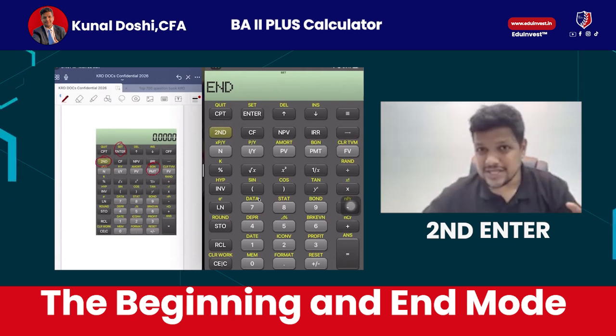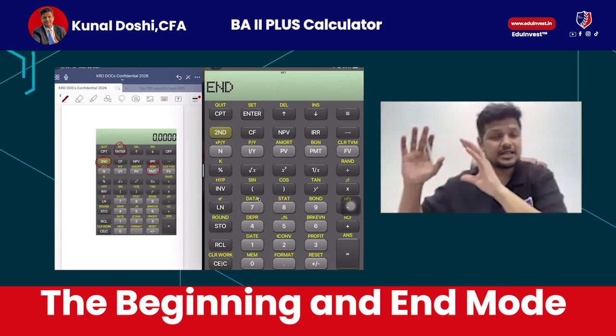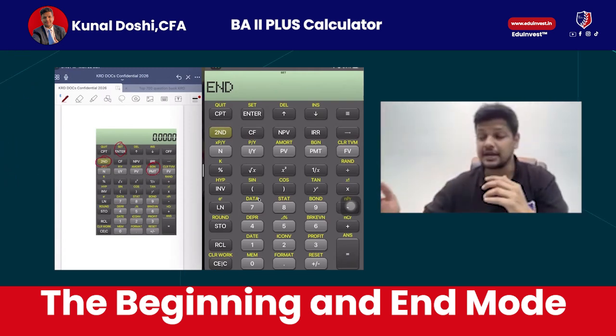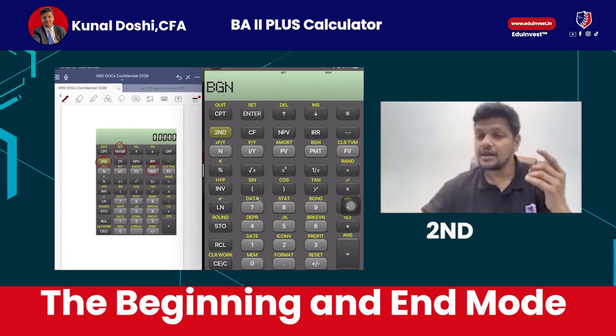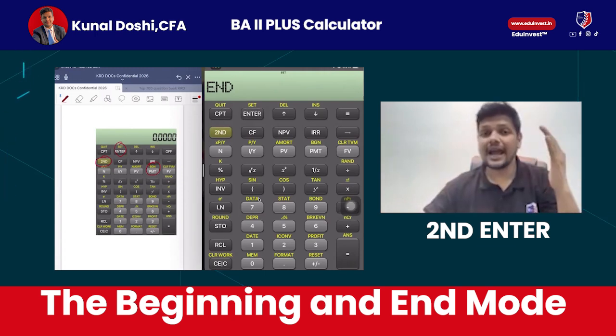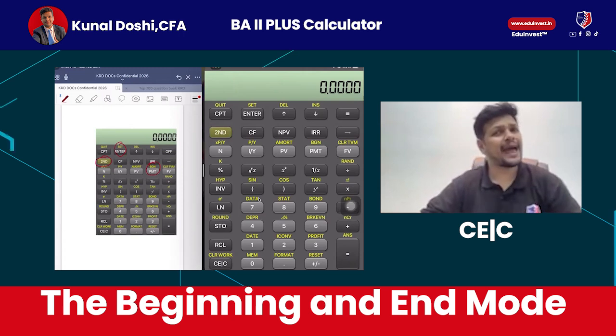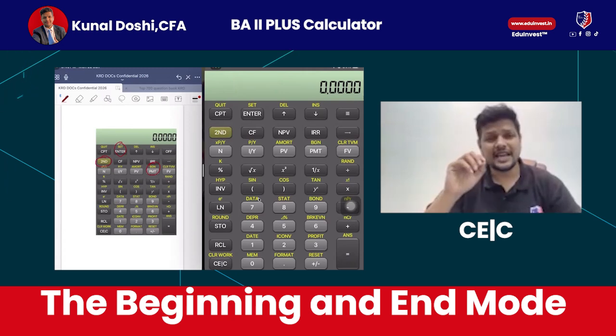As soon as it shows the end mode, you will see the BGN on the top has disappeared. Notice the BGN which was on the top, that has disappeared. Again, if you press second enter, the BGN will appear, that is beginning will appear. But I'll do second enter, end mode, and then press clear. So the calculator is back at the end mode. Now this is what the beginning and end mode is.